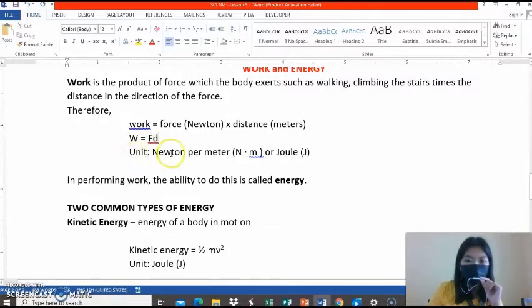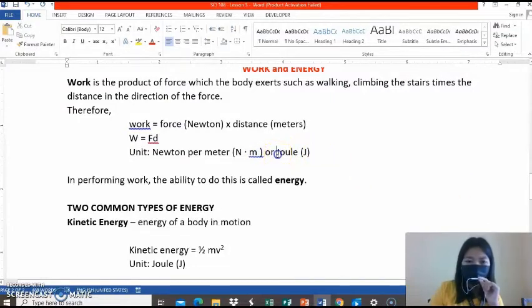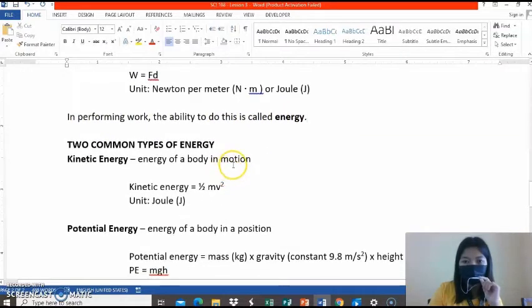So we will have the unit for work rather, which is Newton per meter. And 1 Newton per meter is equivalent to 1 joule. The unit for work and energy is joule. Ayan, so lagi yung tatandaan. And in order to perform work, the ability to do this is called as energy.